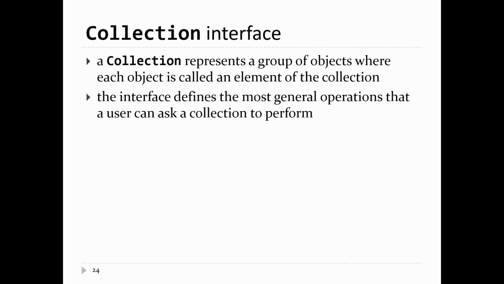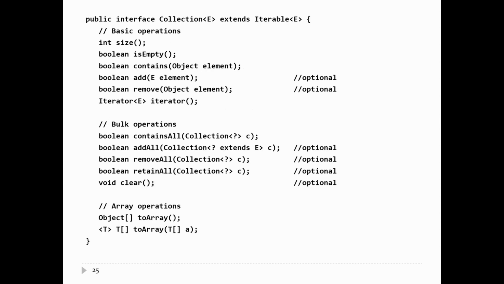Okay, so a collection represents a group of objects where each object is called an element of the collection. So this is the most general type of interface. This interface defines the most general methods that operate on collections. And so this actually lists most of them. This lists the ones that are relevant to us anyway.